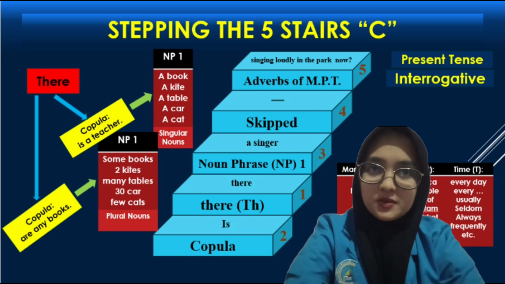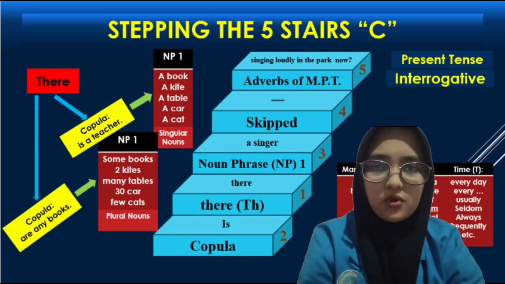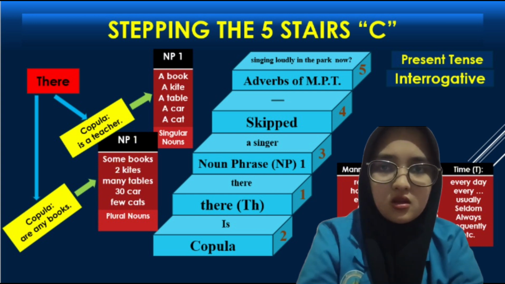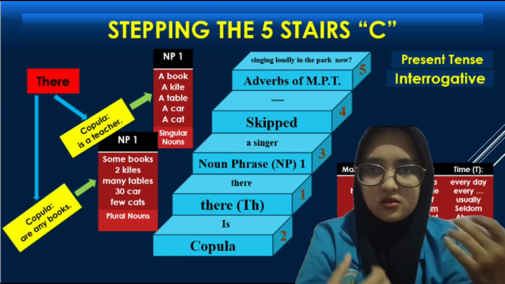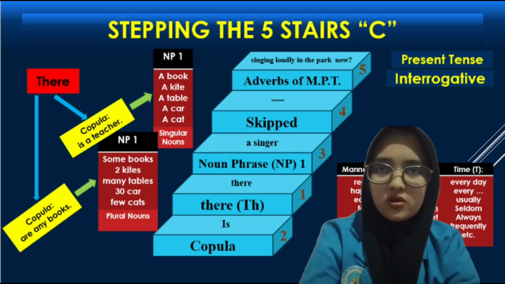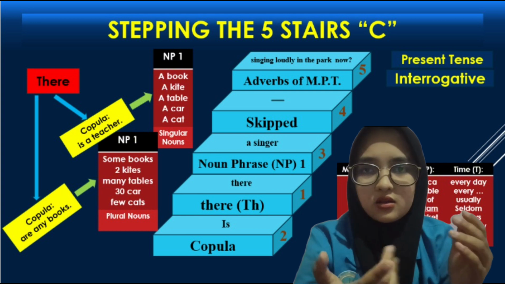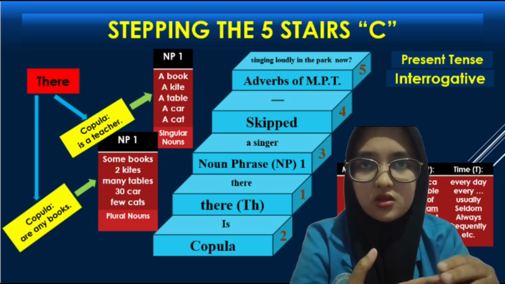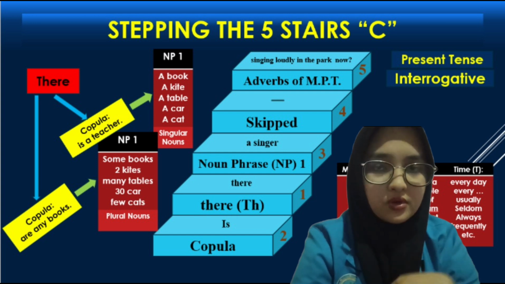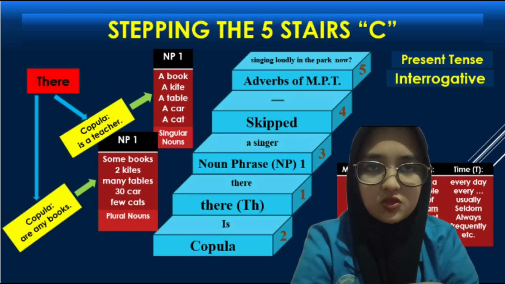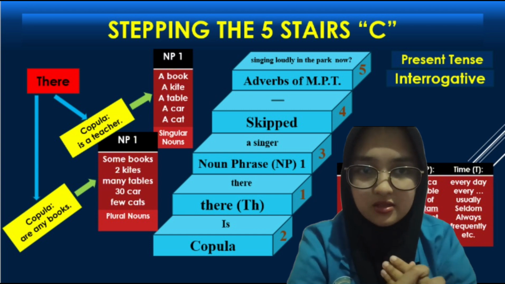So the last one is present tense interrogative. It's not like the previous one. In this, the copula comes first, and then there, and then noun phrase one, and the last one adverbs of MPT. Like the example you can see: is there a singer singing loudly in the park now? So the copula should be the first one. So I think that's all about my explanation. Thank you.